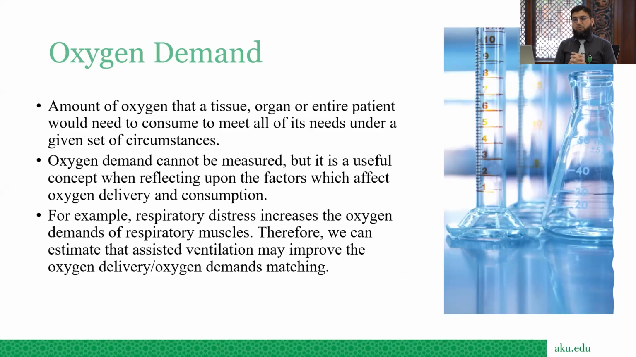For example, respiratory distress increases the oxygen demand of the respiratory muscles. It has been seen that if the patient is in severe respiratory distress, they can utilize subcostal muscles, intercostal muscles, and nasal flaring, and that can increase the oxygen demand by almost 40 to 50%, and one can decrease that demand if we put them on assisted ventilation.